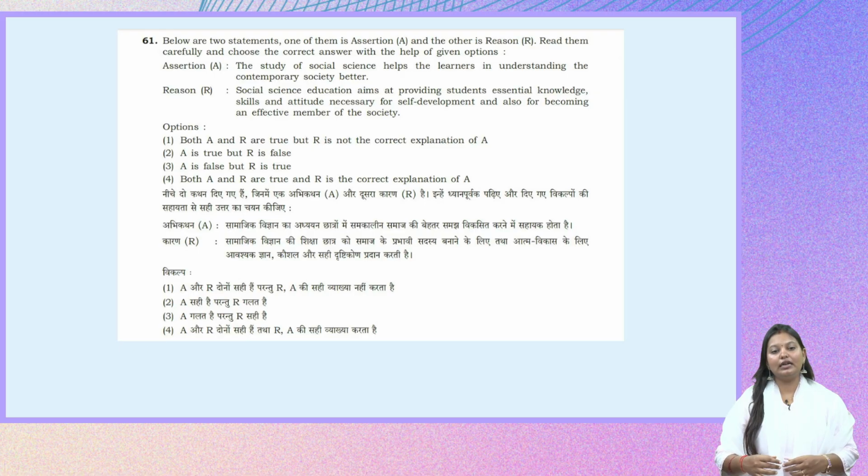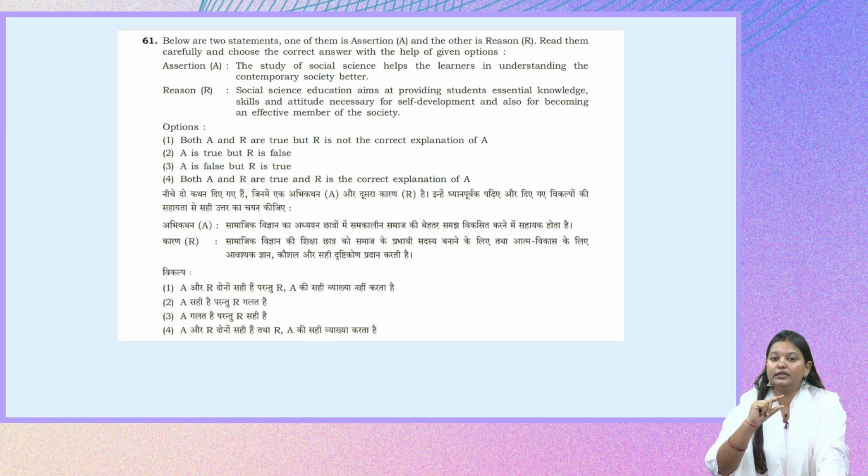So the assertion that is given here is, the study of social science helps the learner in understanding the contemporary society better. Coming to the reason, social science education aims at providing students essential knowledge, skills, and attitude necessary for self-development and also for becoming an effective member of society. So now we have read both the assertion and the reason. Now what we need to make sure is whether these two statements are individually correct and whether the reason is explaining what is said in the first statement.